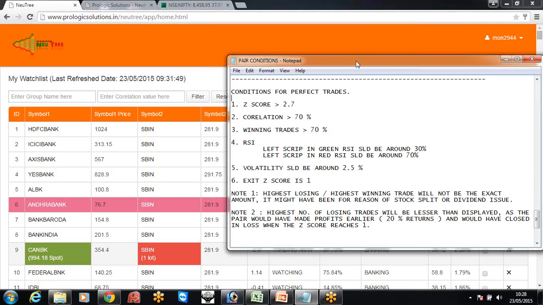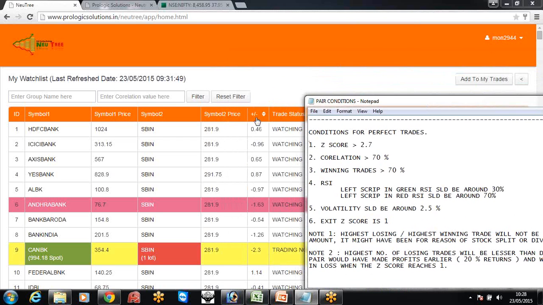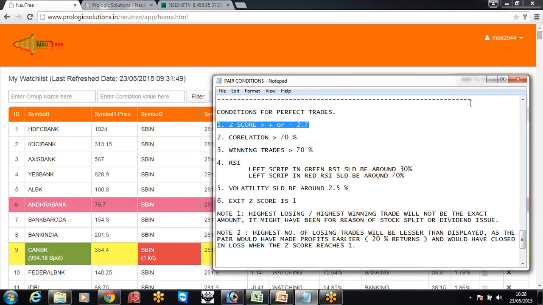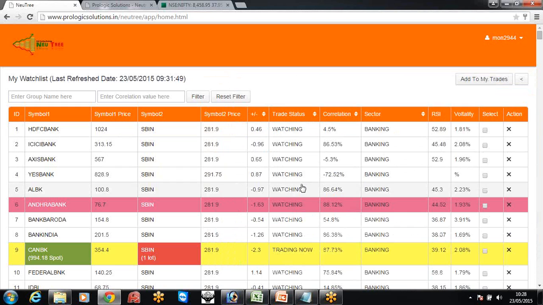Now we have something called the Z-score. Z-score is nothing but the plus and minus values you are seeing here, that is 0.46, 0.96, 0.65, 0.87. This is called the Z-score. Whenever a trade is triggered, your Z-score will be 2.7 and above. This can be plus or minus 2.7. Whenever this 2.7 happens, the trade will automatically get triggered.